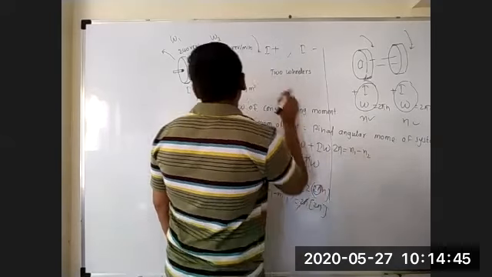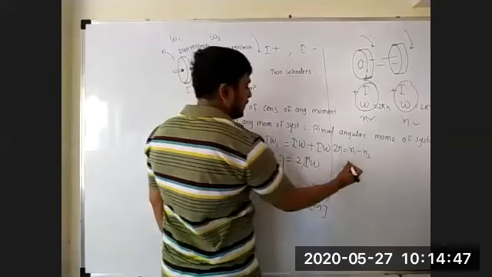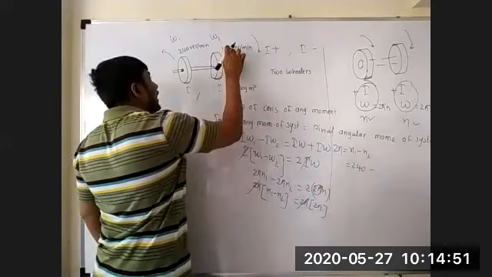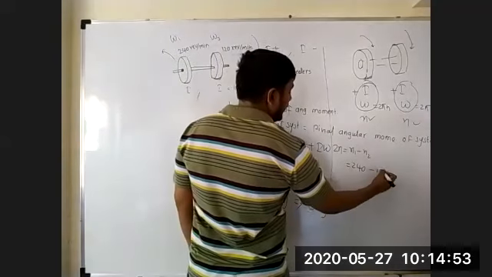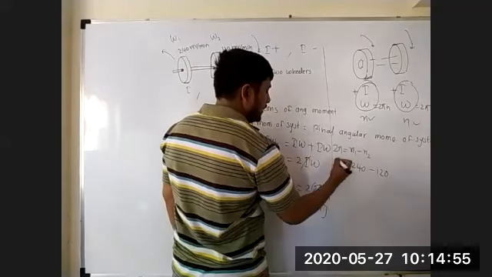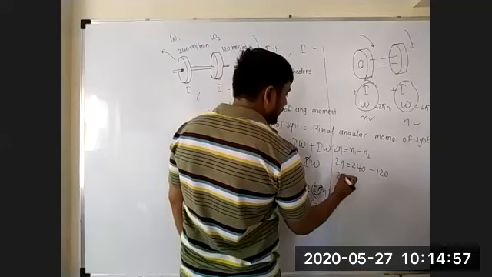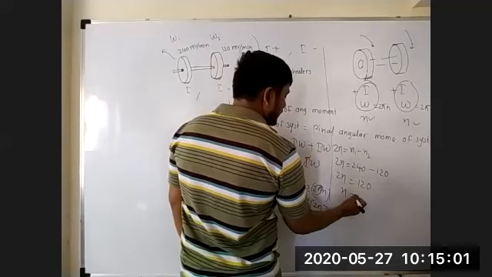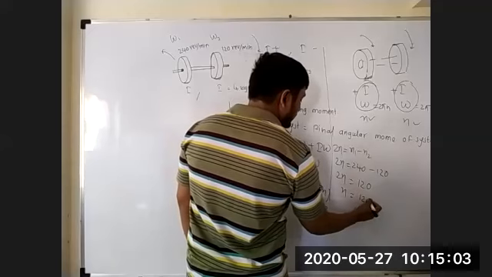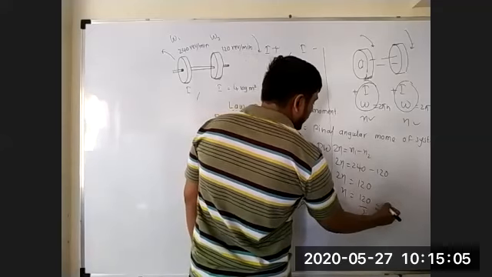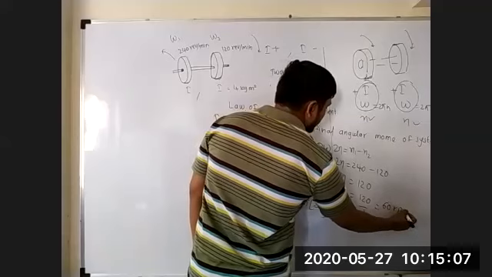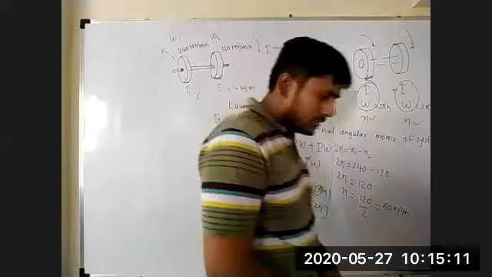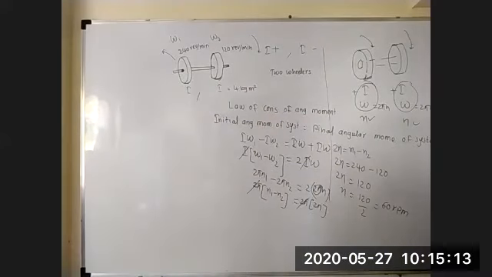So n1 is equal to 240 and n2 is equal to 120. So twice n will be 240 minus 120, which is 120, and n will be 120 divided by 2, that is equal to 60 rpm. So this is nothing but the solution of this particular problem, right? Just note it down and then we'll move forward.